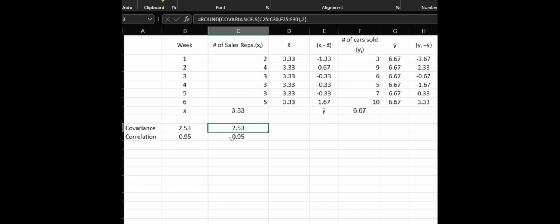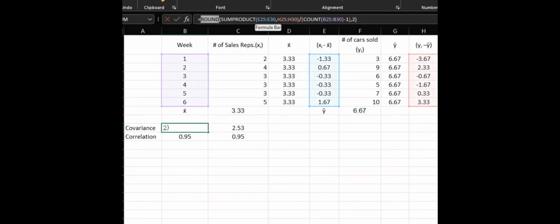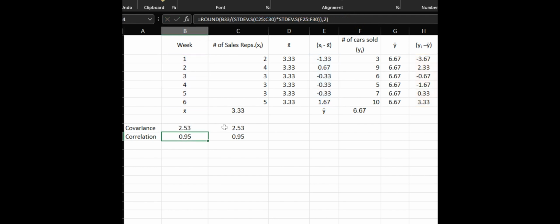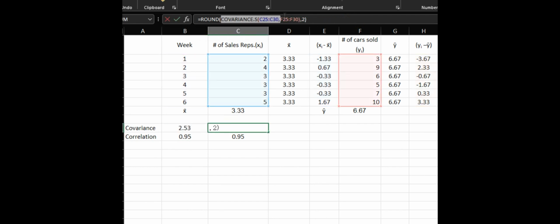Or what we can do here is use the Excel formula. In this case, I use ROUND just to show all the answers in a rounded shape, but you can also use the covariance one. Covariance for the sample would give you the answer straight up. So you have the range for the first variable and the range for the second variable, and then you get the covariance. For the correlation, it's the same. You use the range of the first variable and the range of the second variable.